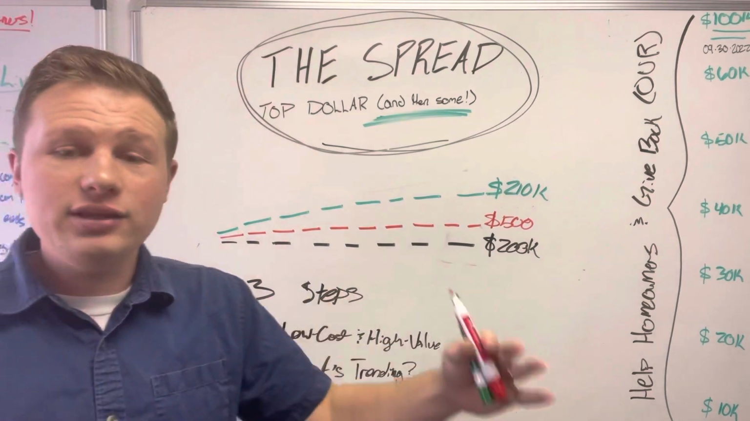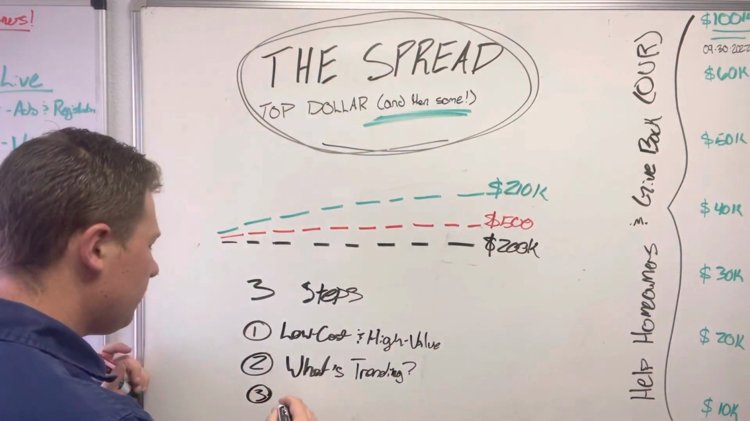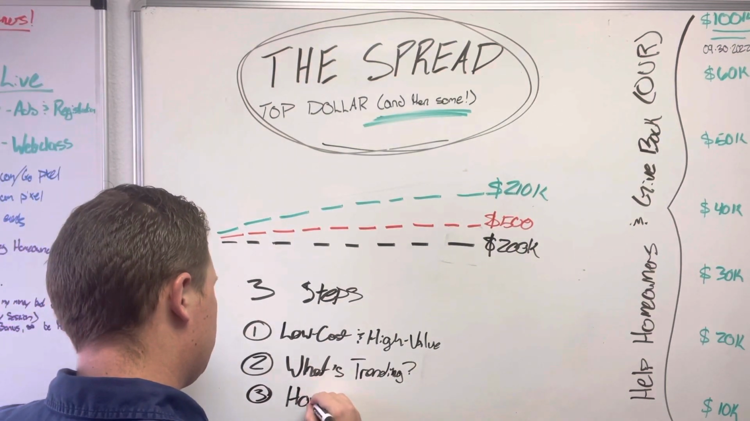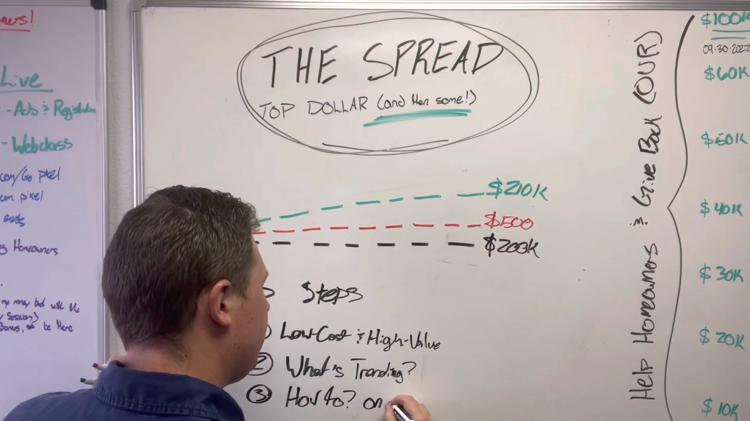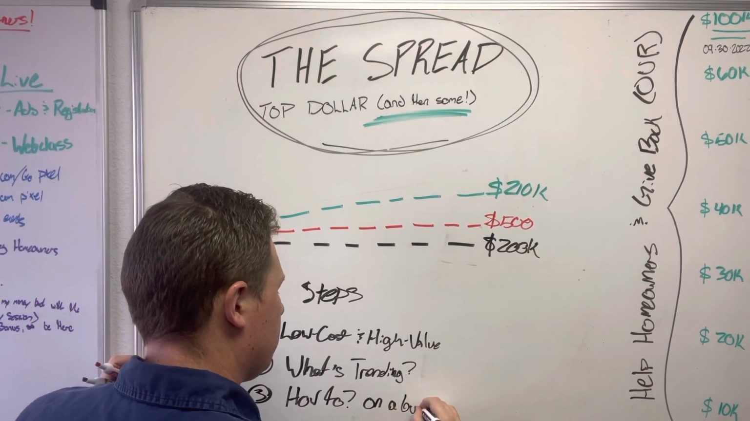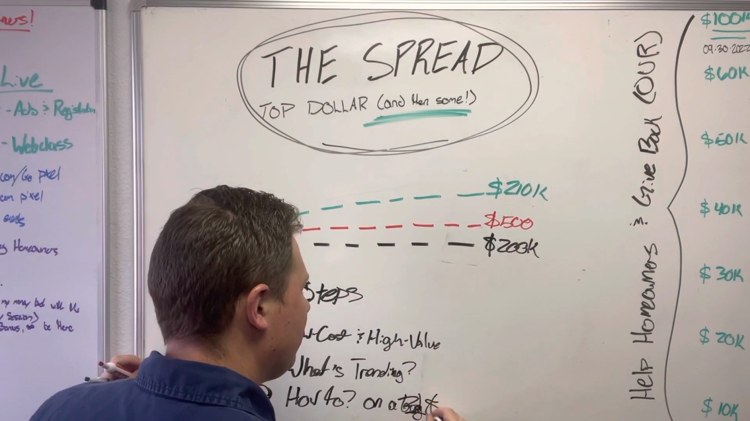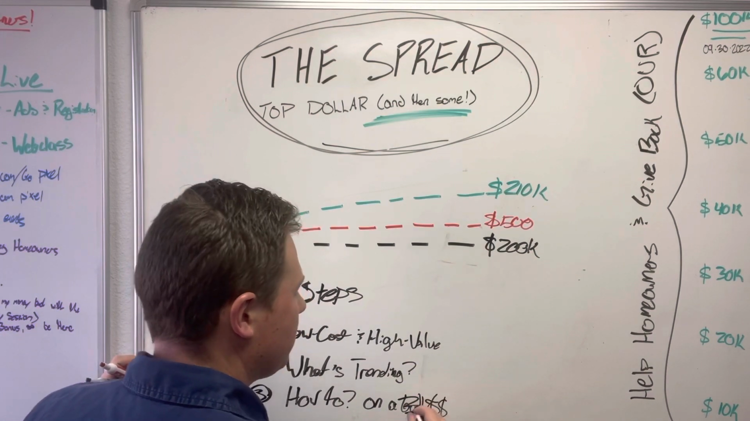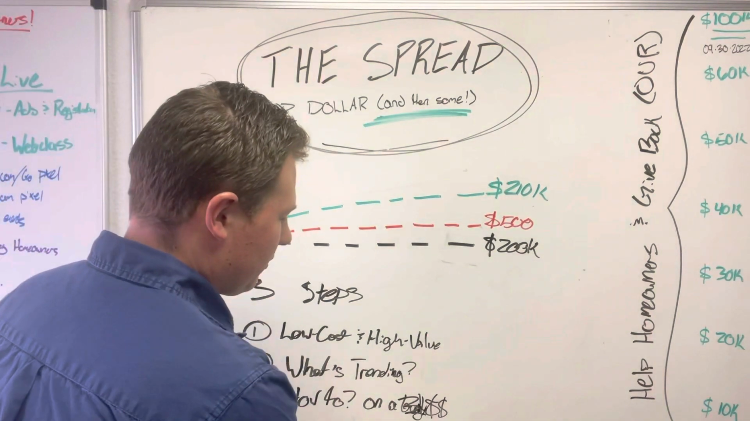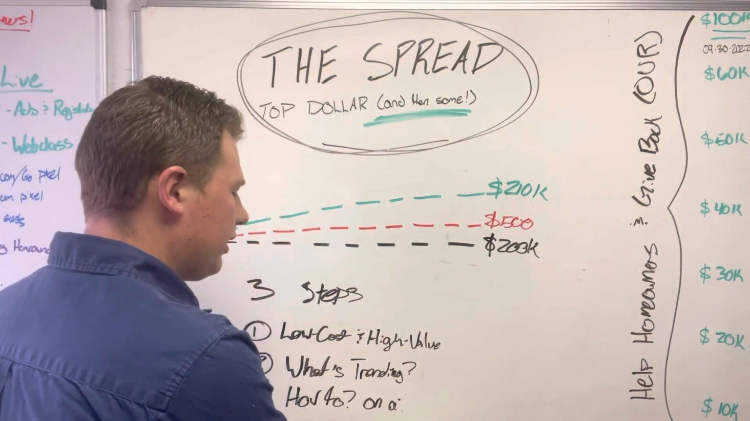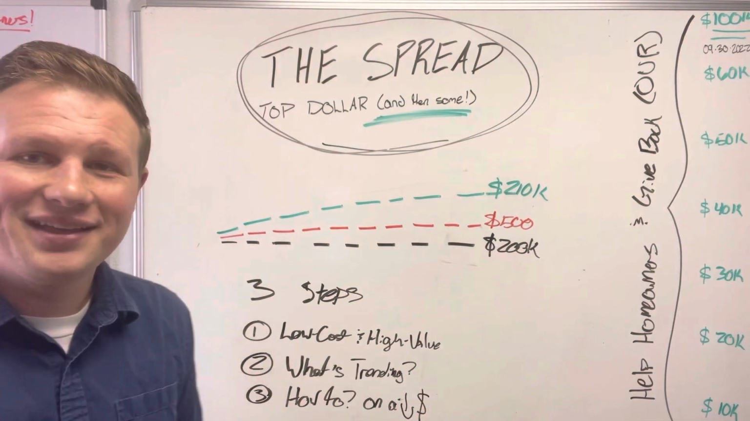And then once you find those things, you've got to figure out step number 3, how to do this thing on a budget. We're just gonna put a dollar sign and an arrow down. How to do this thing for very little money. Much easier, okay? That's the key.